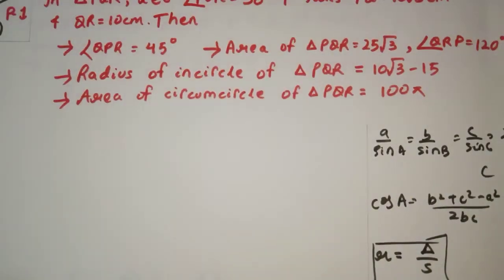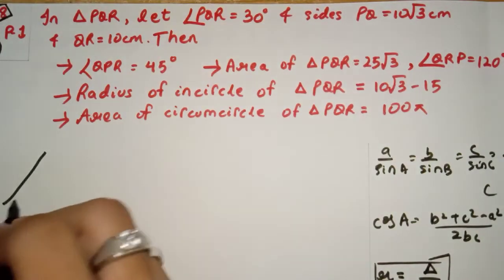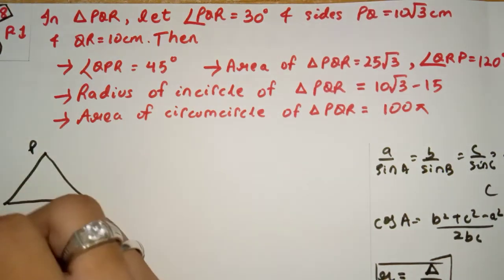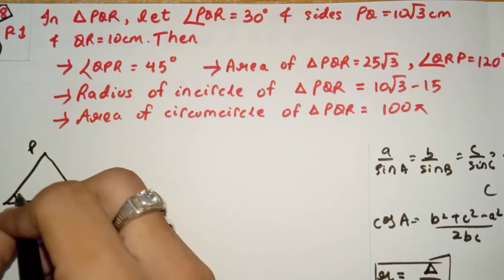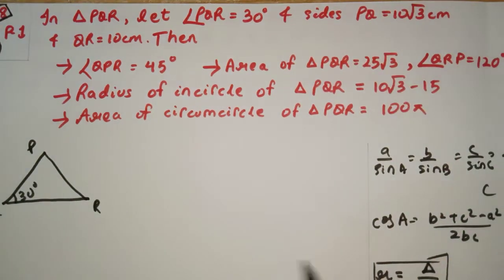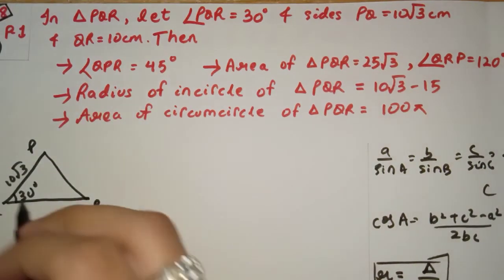So now let's read the question: in triangle PQR. Let's make the triangle. First of all, whenever we read this type of questions, we plot them. Draw the triangle PQR. Angle PQR is 30 degree, so this angle is 30 degree. Now side PQ is 10 root 3 centimeter, and QR is 10 centimeter.